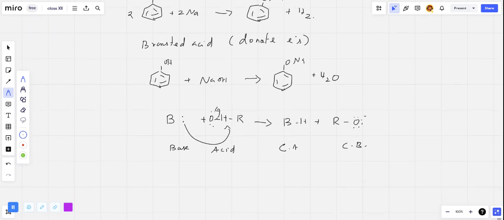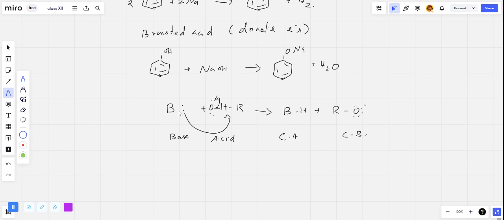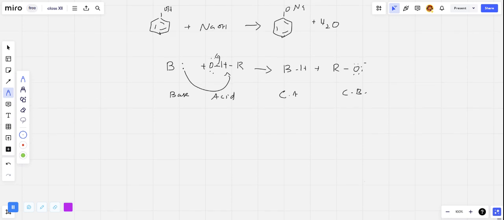So from these reactions we can confirm that alcohols and phenols are acidic in character. But how are we going to prove the acidity of alcohols and phenols? First, we will see the acidity of alcohols.